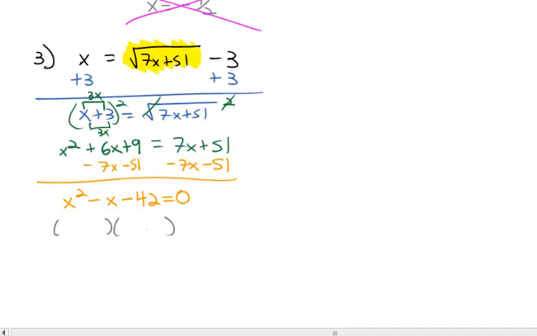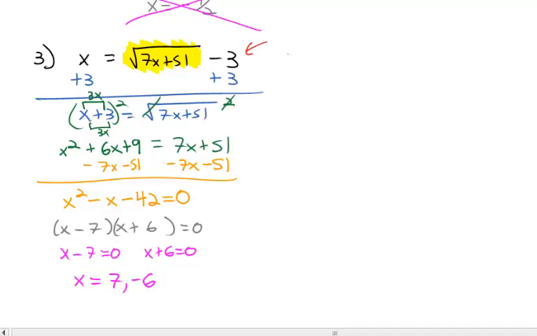And that one does factor nicely. That's x minus 7, x plus 6 equals 0. So when we set each factor equal to 0, x minus 7 equals 0, x plus 6 equals 0, we get x equals 7 or negative 6. Or so we think. We need to check these answers back in the original problem.